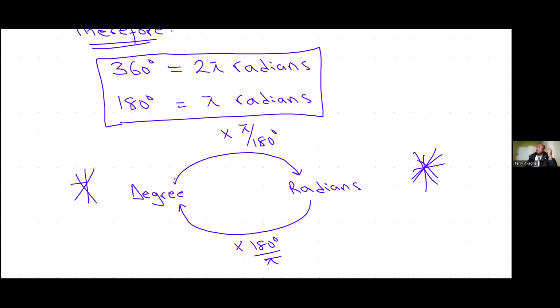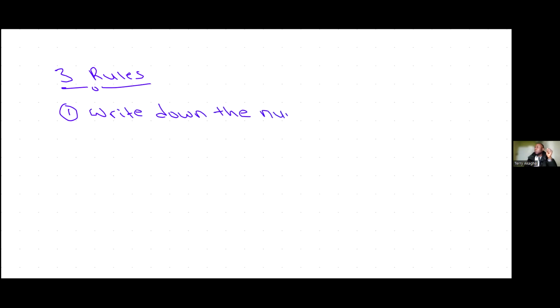Let me write down the rules on how to solve this. There are 3 rules or 3 steps, depending on the way you want to write it. First, you need to write out the numerical value of the angle you want to convert. So the first thing you have to do is write down the numerical value of the angle to be converted.